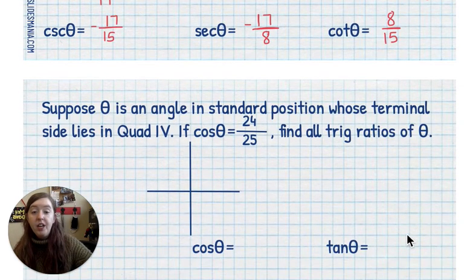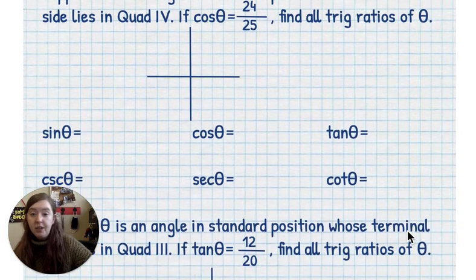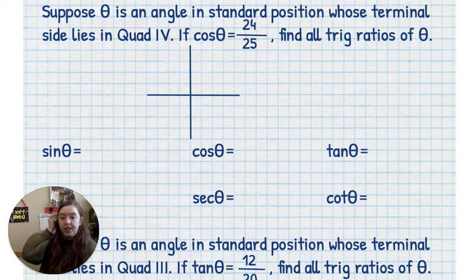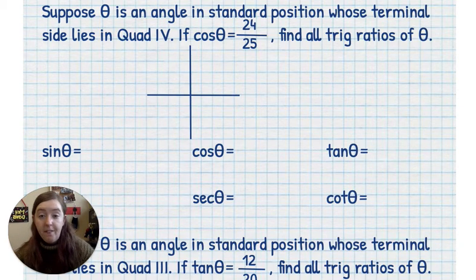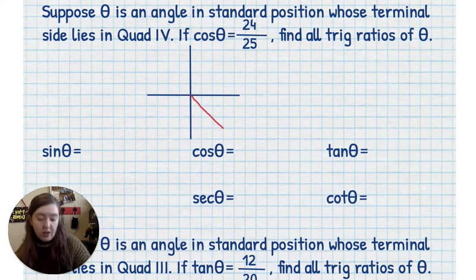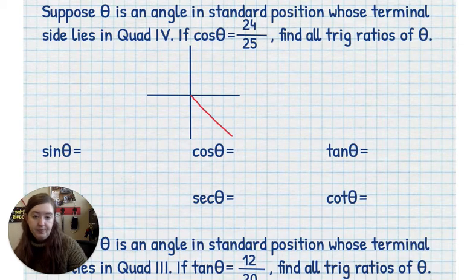Okay, now we're going to be looking at something kind of similar, but a little bit different. So suppose theta is an angle in standard position whose terminal side lies in quadrant 4. So first of all, we're starting out on that x-axis, and then our terminal side lies in quadrant 4, so somewhere over here. So what we're going to do is make our right triangle with our x-axis, and theta is always made with our x-axis.